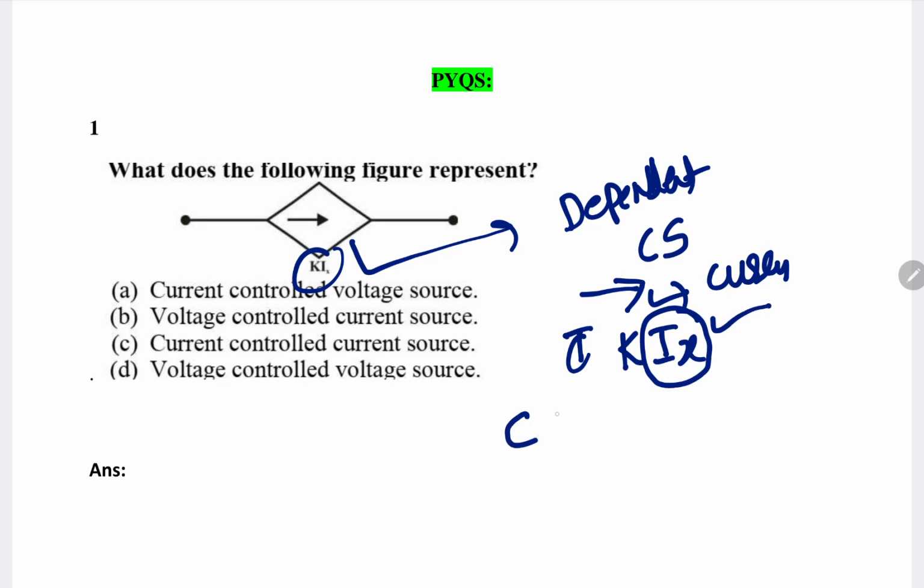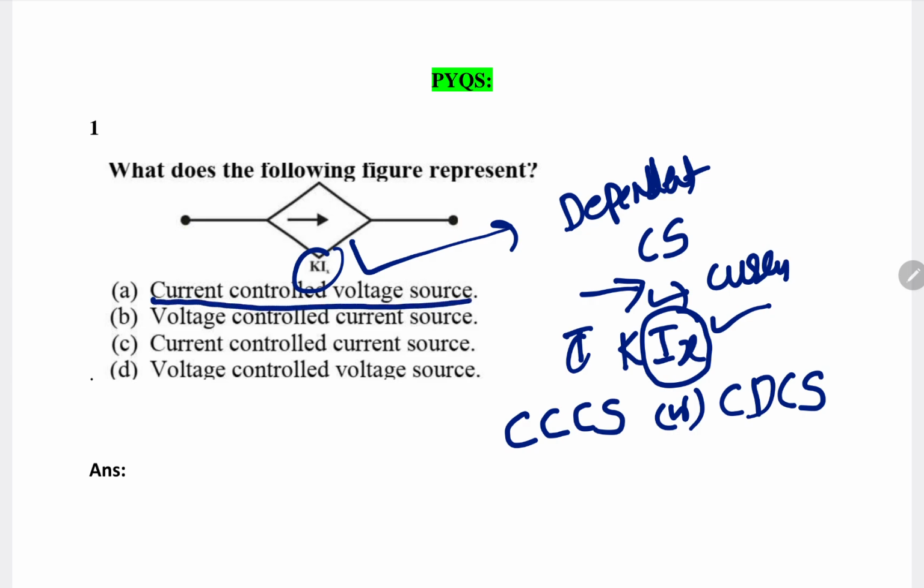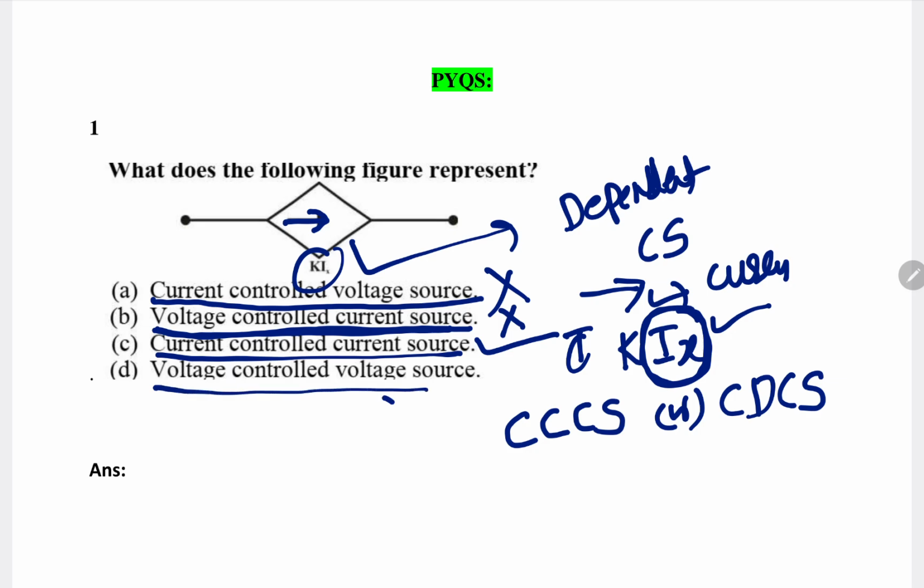So it is a current controlled current source, or we can also call it a current dependent current source. Let us see the options. Current controlled voltage source, no. Arrow is there, and an arrow means it is a current source. Voltage controlled current source, but it is not, since the current source's value depends upon the current. So voltage controlled current source is not correct. Current controlled current source is correct. Voltage controlled voltage source, no. So the answer is C.